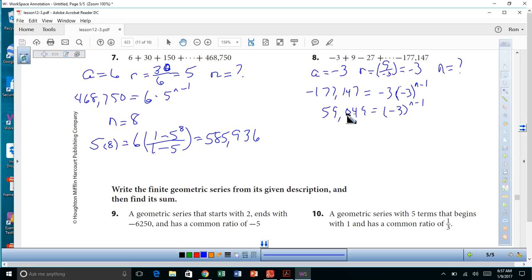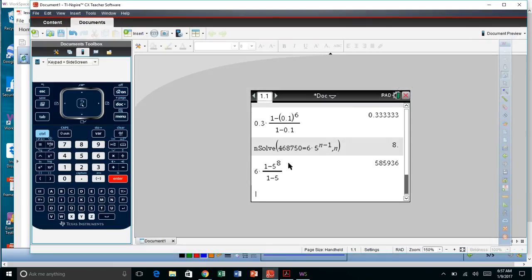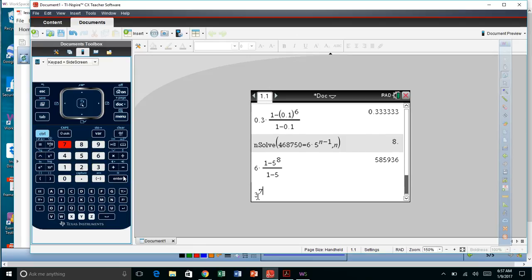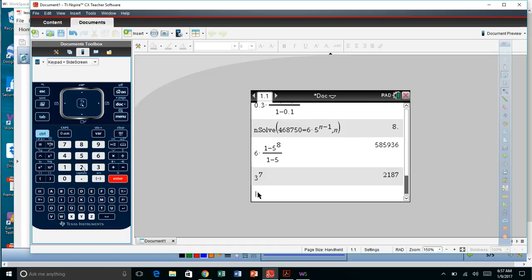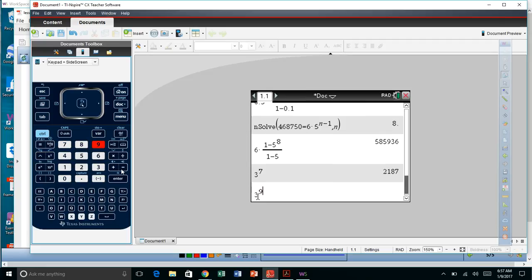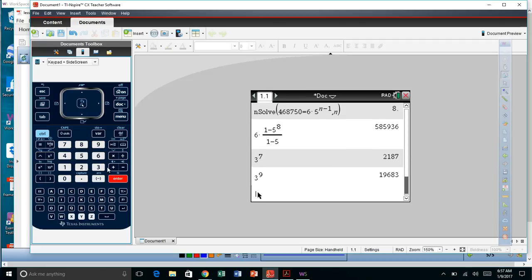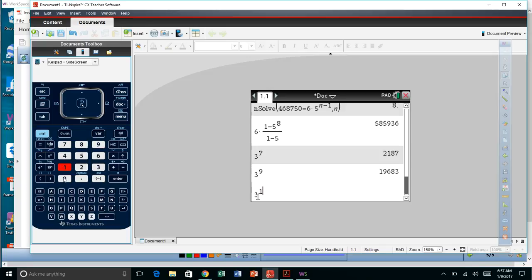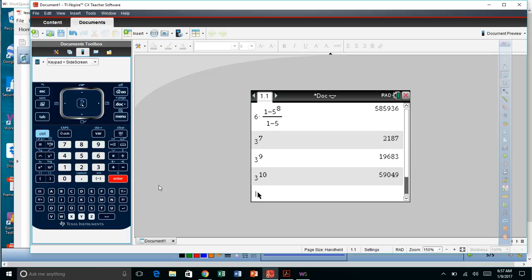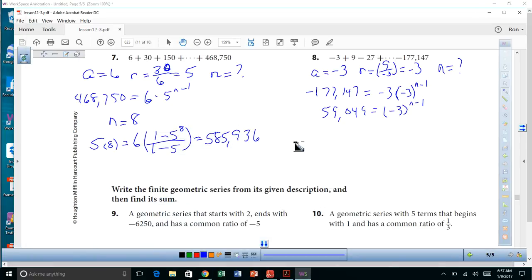Well, let's see here. How am I going to find that out? How about 3 caret, let's say 7. That's not going to get it. 3 caret 9. That's not going to get it. 3 caret 10. That's what I'm looking for, 59,049. So I'm going to put -3 to the 10th power equals -3 to the n minus 1. So 10 equals n minus 1, 11 equals n. And you could have n solved and would have done the same thing.